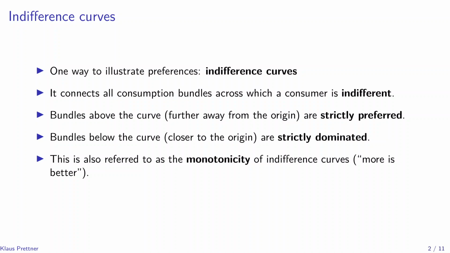Bundles that are above the curve, or further away from the origin, are strictly preferred, and bundles that are below the curve, or closer to the origin, would be strictly dominated. That reflects the monotonicity of preferences, so that more is always better. To the left of the indifference curve we would have less, and to the right of the indifference curve, or further away from the origin, we would have more.